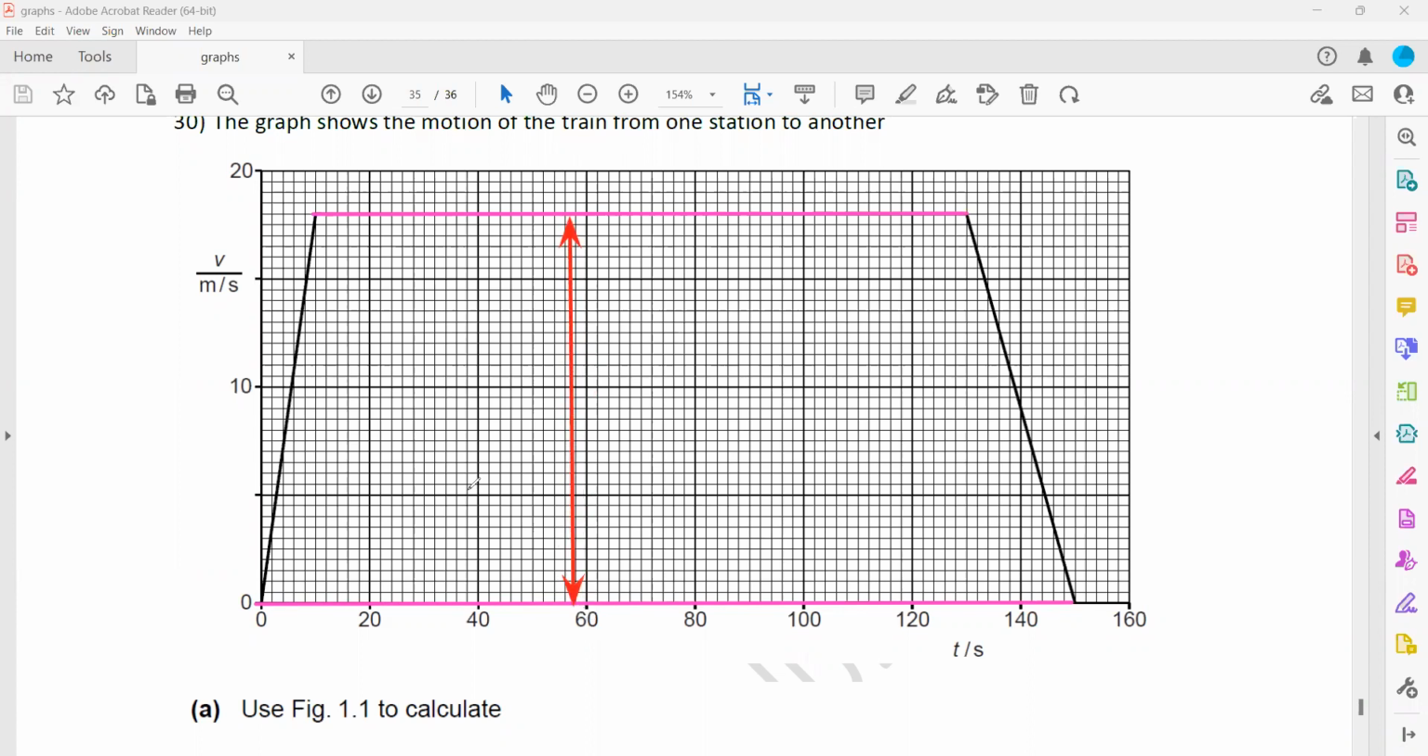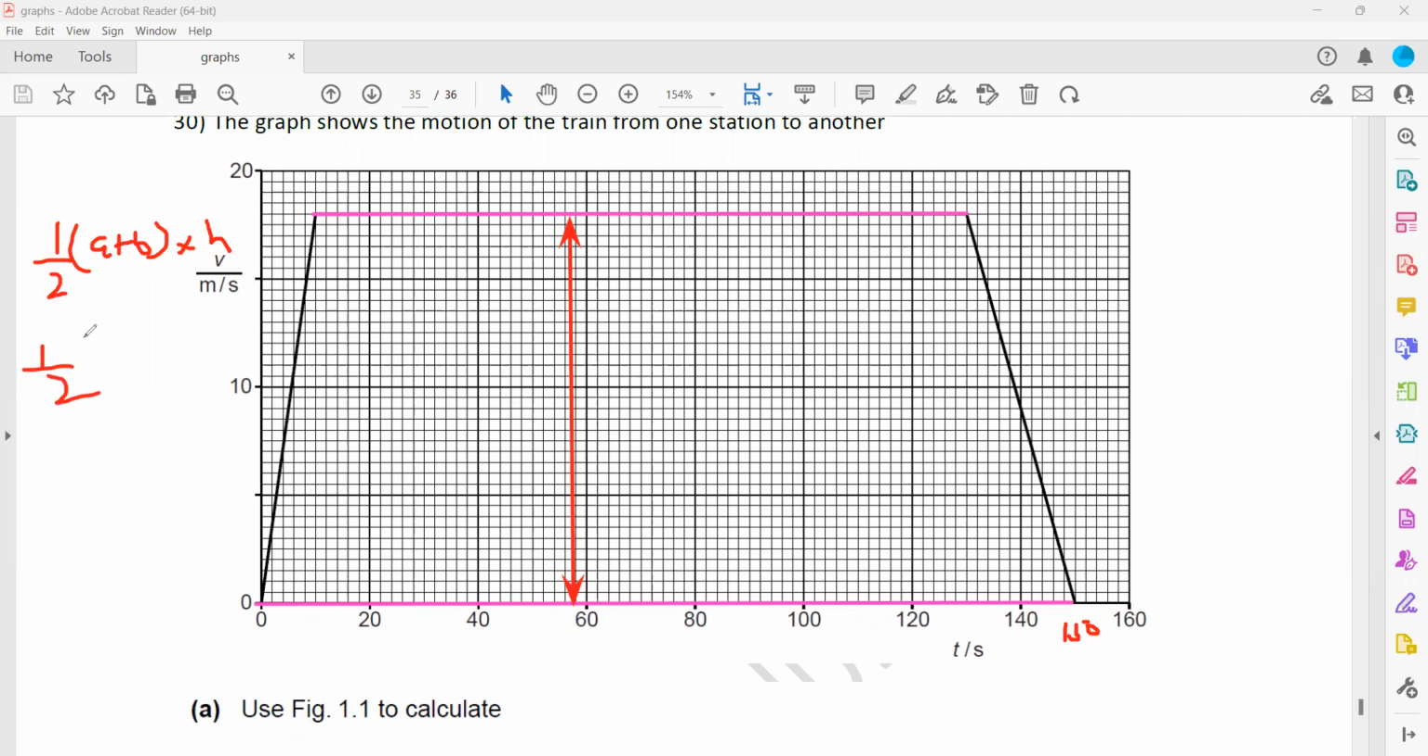For the first parallel side, 10 boxes equal 20, so each box represents 2. So 142, 4, 6, 8, 150. So this is 150. The formula for a trapezium is half the sum of the parallel sides times the height, or you can divide it into two triangles and one rectangle.